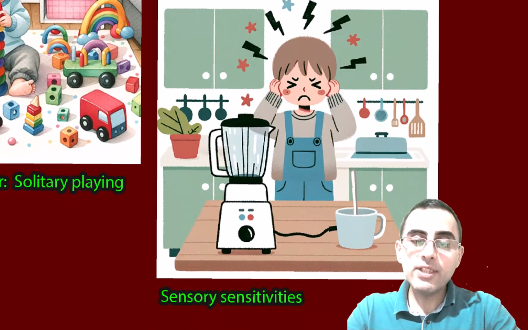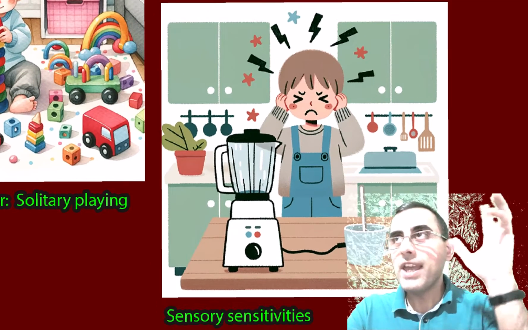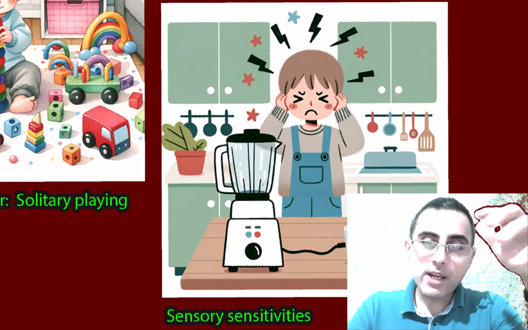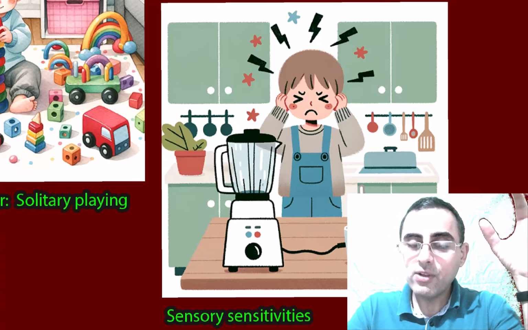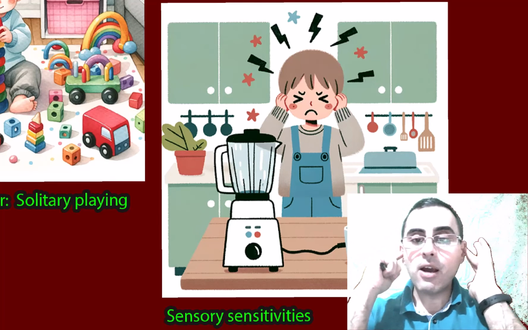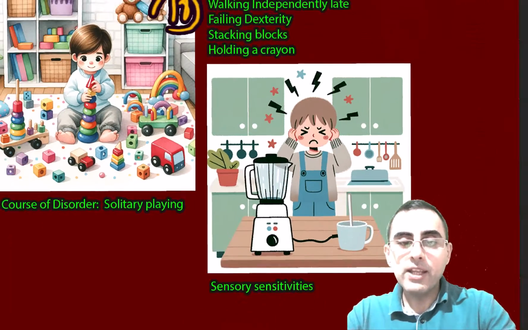Also, they have sensory sensitivities. It means external noises, for example a vacuum cleaner or a chopper or any other noises, can cause their sensory sensitivity. They can cover their ears from this noise and start crying.